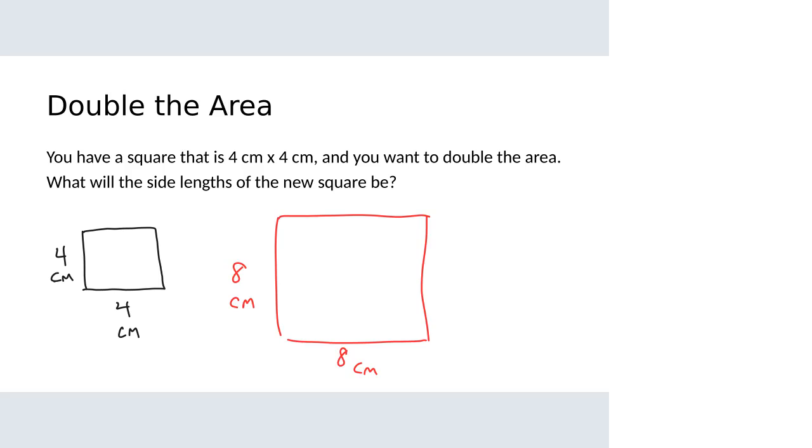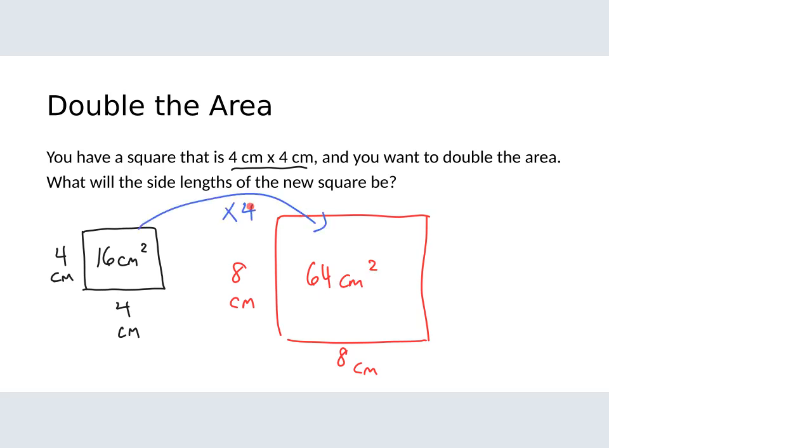Let's see if this worked. All right, well, in the square on the left there, my original 4 centimeter by 4 centimeter square, the area would be 4 times 4 or 16 square centimeters. In this one I drew over here on the right, if I find the area of that, 8 centimeters times 8 centimeters is 64 centimeters squared. Now, that's no good. That didn't work. I didn't double the area. Instead, I actually multiplied it by 4.